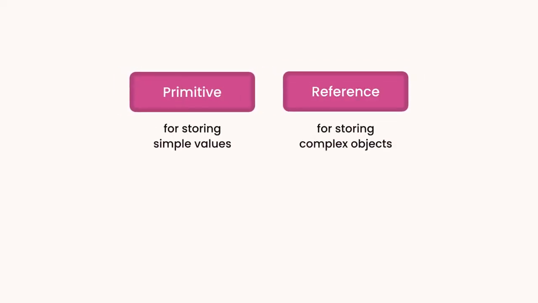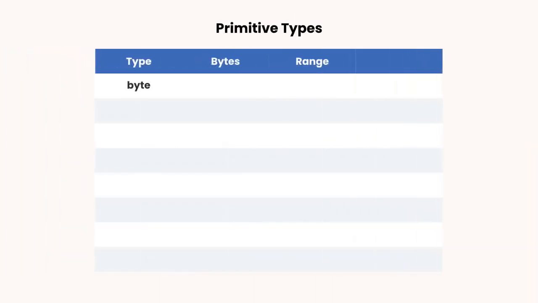In this tutorial, we're going to talk about various types in Java. Basically, we have two categories of types. We have primitive types for storing simple values and non-primitive types or reference types for storing complex objects. So in the category of primitive types, we have byte, which takes 1 byte of memory. And in 1 byte, we can store values from -128 to 127. Now, the more bytes we have, the larger numbers we can store.